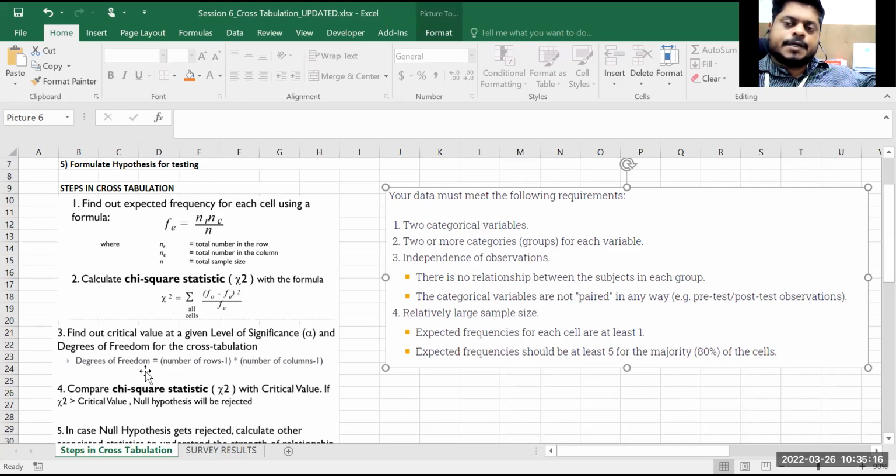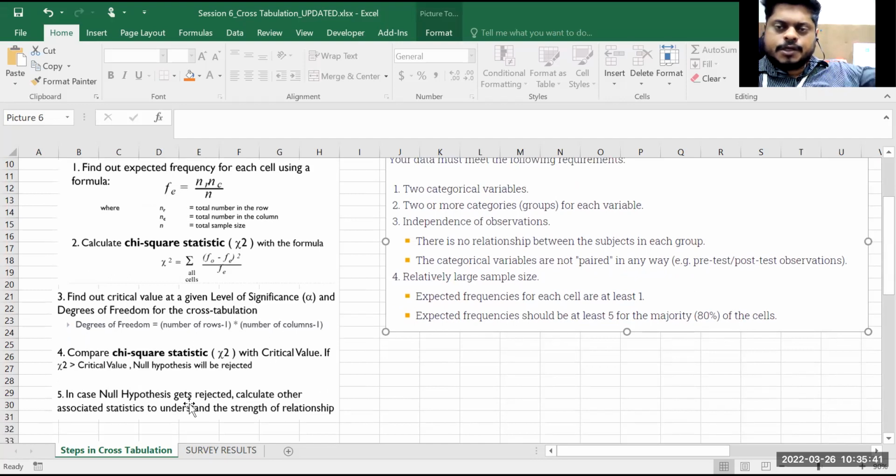Right? In a t-test, degrees of freedom was number of samples minus one. Right? Here, number of rows, which means basically how many groups are there, right? Minus one, multiplied by number of columns. So how many groups in the columns? Minus one. Multiply that. So that will give you the degrees of freedom per the chi-square table, right?